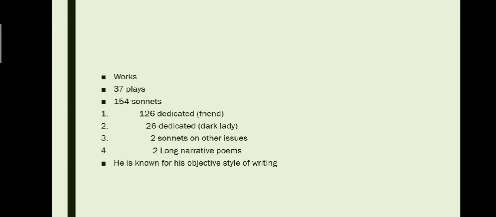It is said that he is known for his objective style of writing. But let me tell you one more thing about his sonnets, especially when he talks about the Dark Lady. It is for your information, not part of your syllabus, that the Dark Lady was not dark by complexion, not dark by color, but she was called dark as she eloped with Shakespeare's friend, and that's why his hatred is shown in his plays regarding that lady.